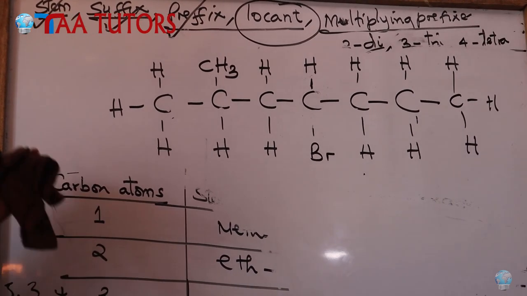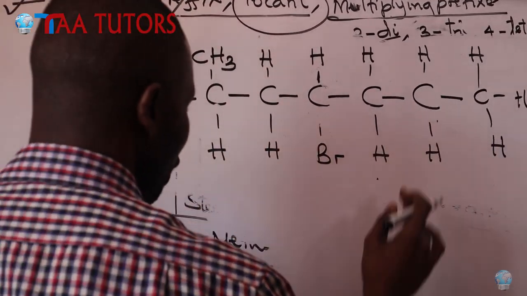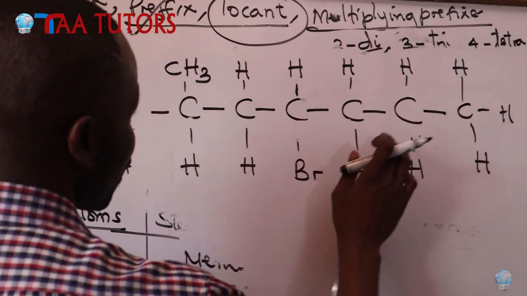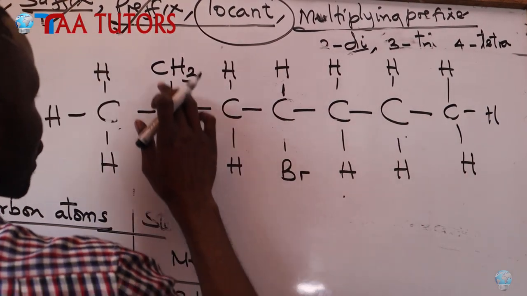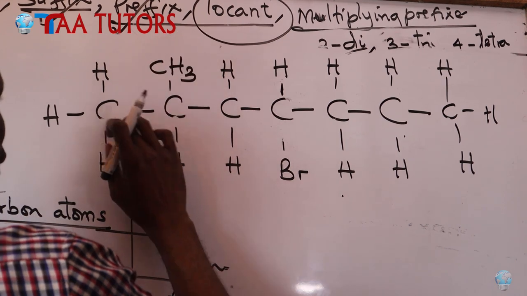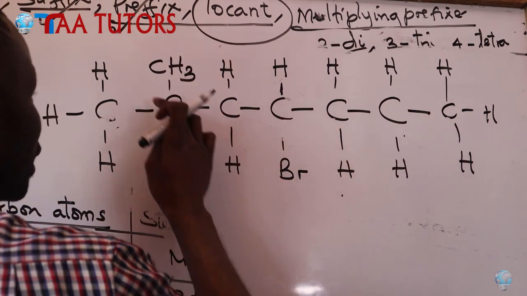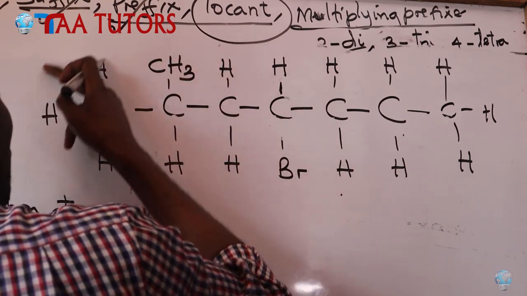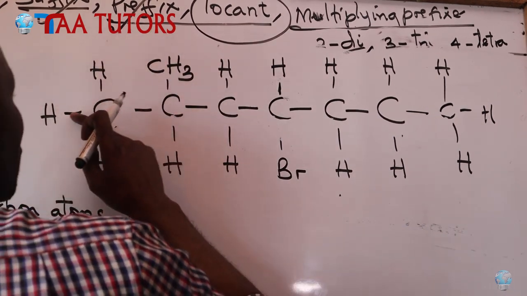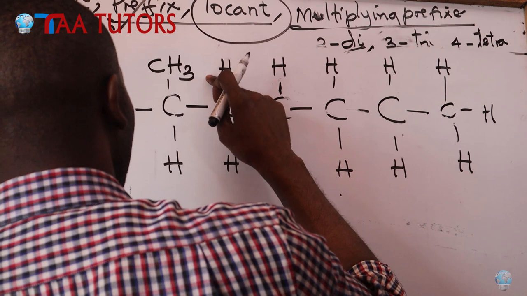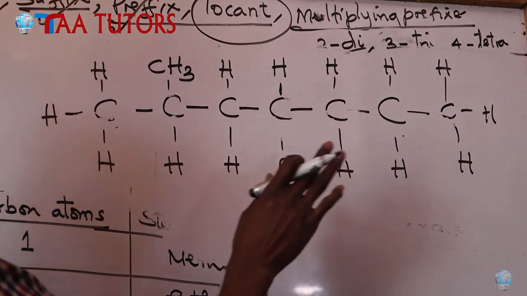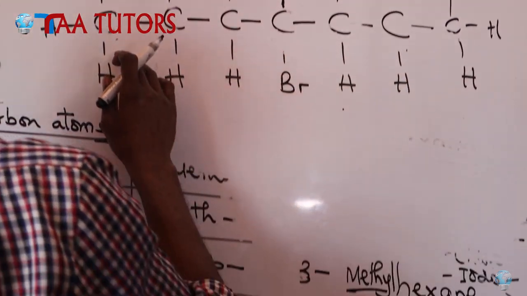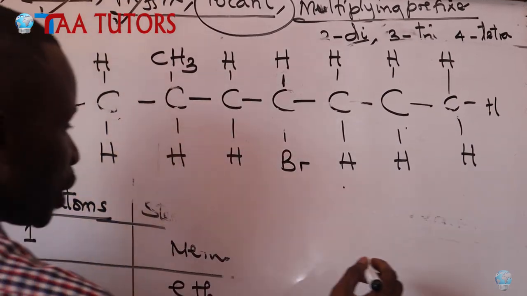So we have a case here. The first thing we do is find the parent name, or the stem name. The stem here is 1, 2, 3, 4, 5, 6, 7. We have 7. If I count 7 going this way, this becomes the branch. If I count 7 going the other way, this becomes the branch. I prefer using the straight one, so I'll take 7 for this, so that this one becomes a branch. So I'll say 7, meaning it is hept.